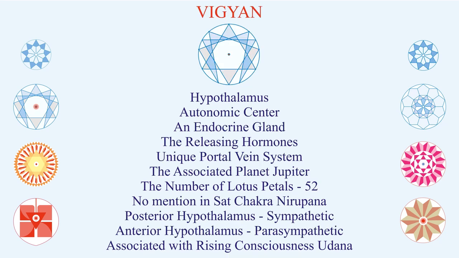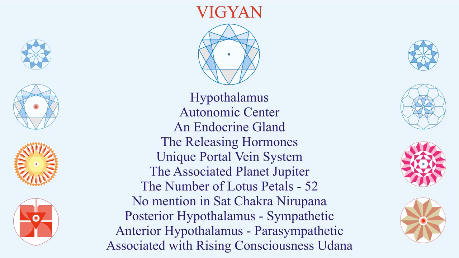Vigyan chakra, as you say, is associated with the hypothalamus, which is the autonomic head center of the endocrine glands as well as the autonomic nervous system. It is responsible for releasing hormones which play an important role in regulating other hormones from the anterior pituitary particularly, and then other endocrine glands. The number of petals does not find a place in Satchakra Nirupana, so the question of petals there does not arise.